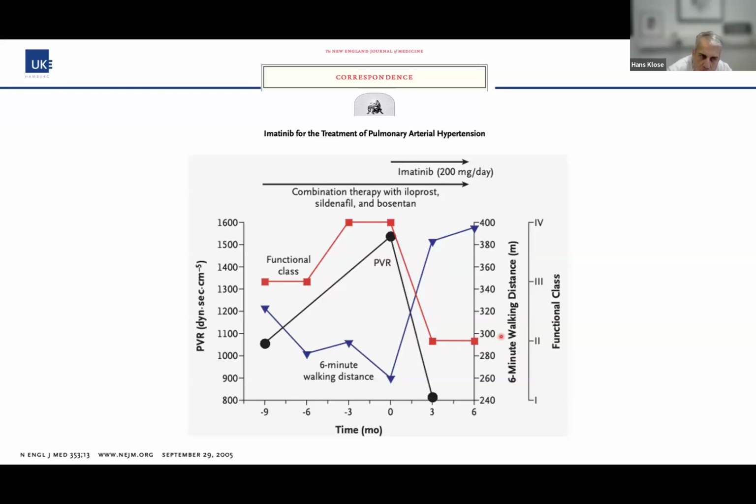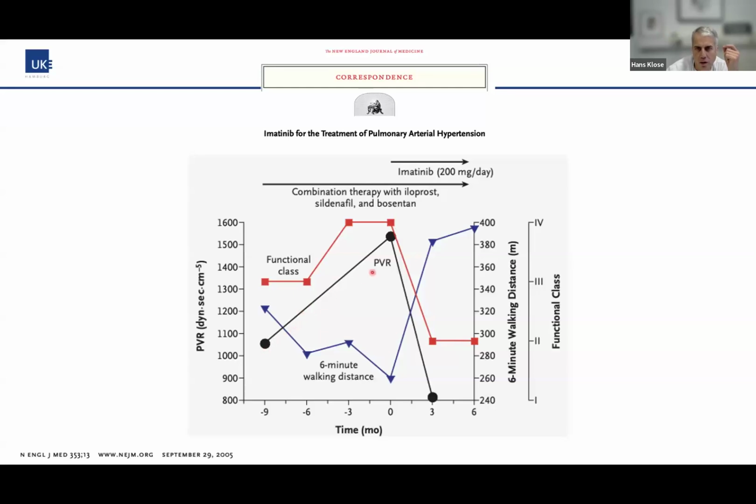The first publication in humans was this in New England Journal of Medicine. You see here a patient with PAH and combination therapy with iloprost, sildenafil, and in these times, 2005, bosentan. And to guide you through this cartoon, you see here red, the functional class. It was functional class 4, so dyspnea while a little bit of exercise.